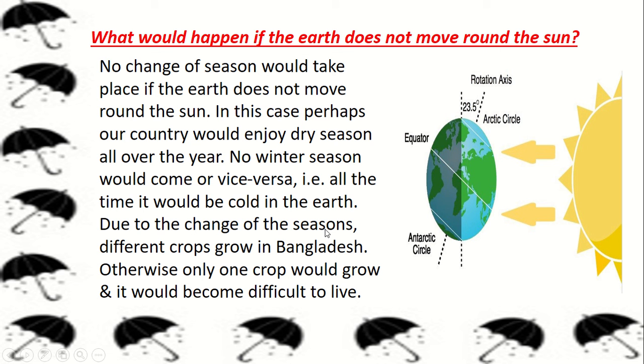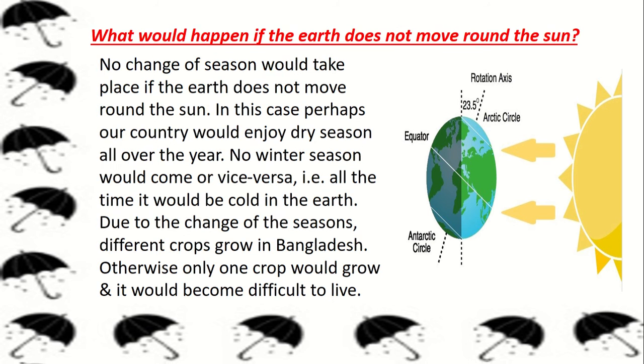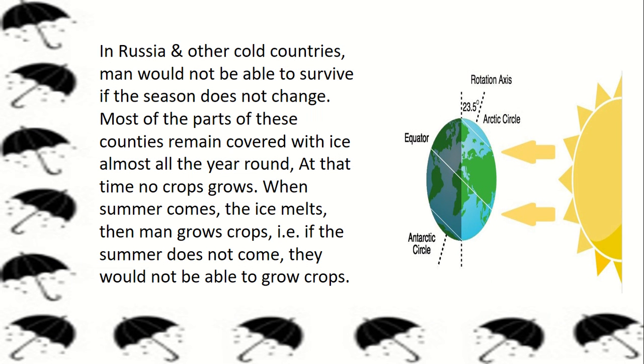So due to the change of the seasons, different crops grow in Bangladesh. Otherwise, only one crop would grow and it would become difficult to live. For example, in Russia or other cold countries, man would not be able to survive if the season did not change. Most of the parts of these countries remain covered with ice almost all the year round. So will human beings live over there? No. At that time, no crops grow either. So when summer comes, the ice melts, then man grows crops. If the summer did not come, they would not be able to grow crops.